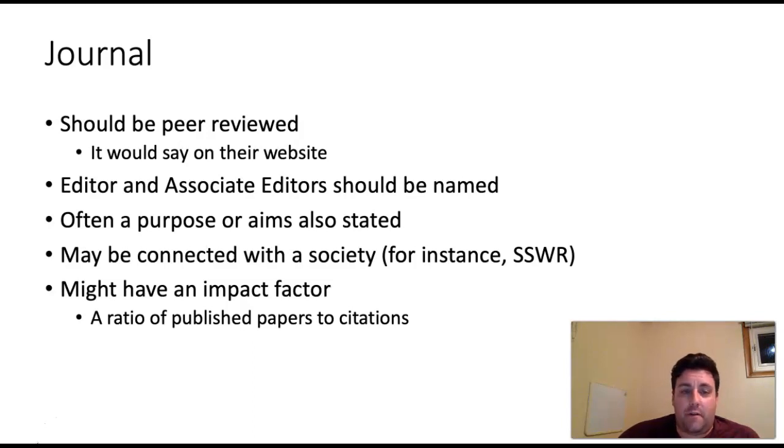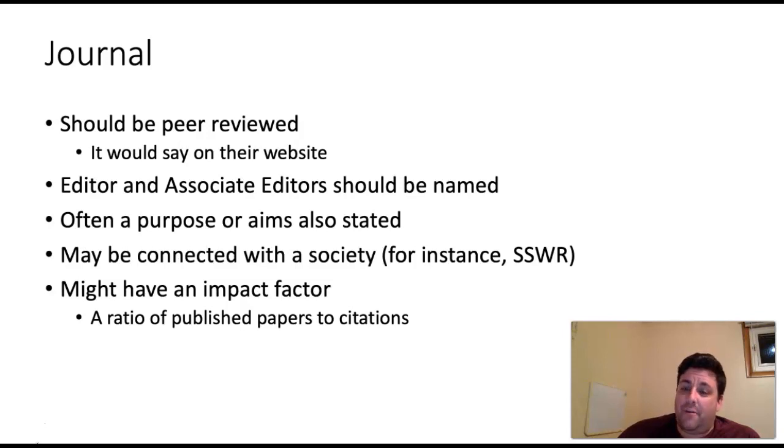There's a bunch of others. CSWE, which does the educational credentialing of social work, has journals of its own. One is the Journal of Social Work Education, that kind of thing. But there's a bunch of others for all the different fields and subfields that are out there.